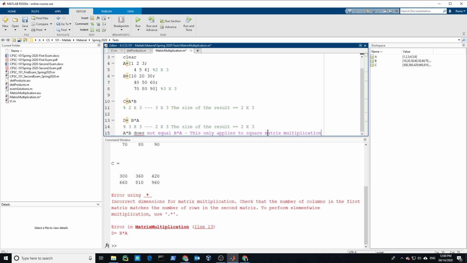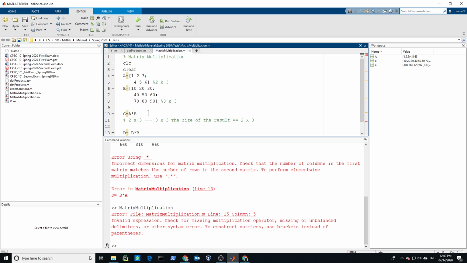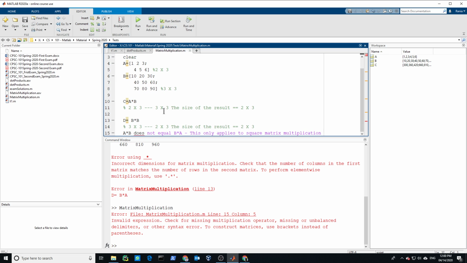All right, so for example, b is a square matrix, so if we multiply b times b, it will work fine because it is a square matrix. B is 3 times 3.